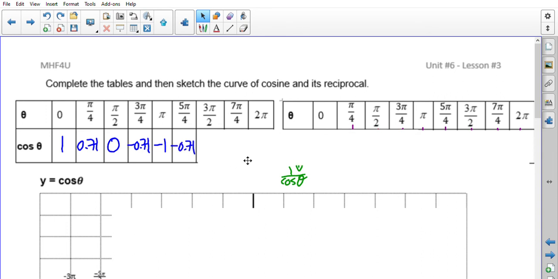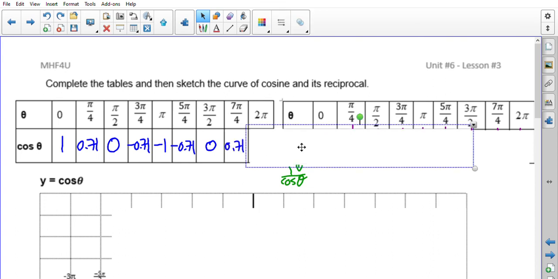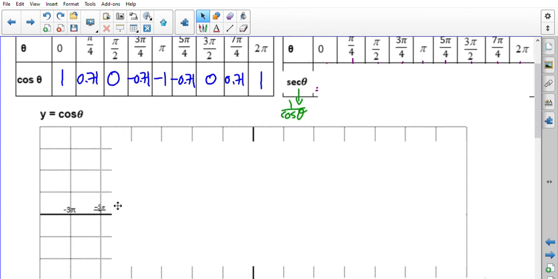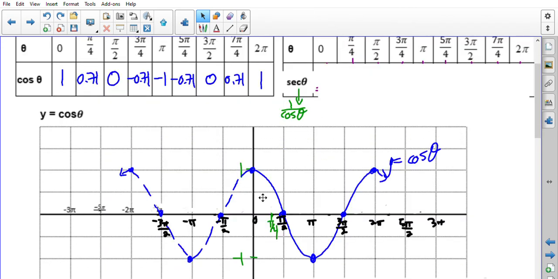Cos 5 pi over 4, -0.71. Cos 3 pi over 2, back to 0. Cos 7 pi over 4, 0.71. And cos 2 pi, you should return to 0. Okay, and again, this should be familiar to you. Drawing cos should look kind of like that U shape. Okay, so it should look like this.